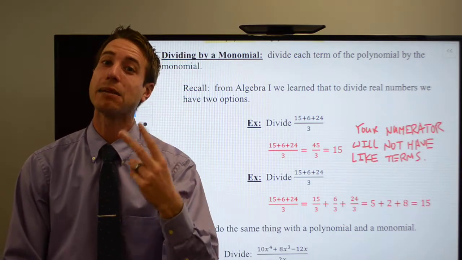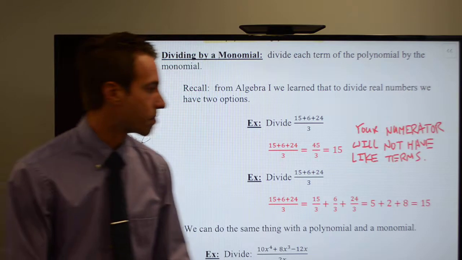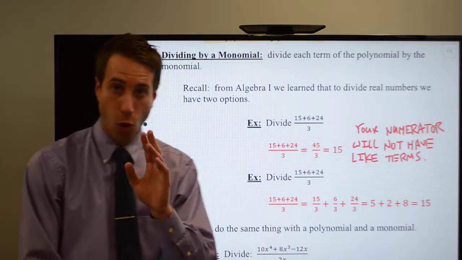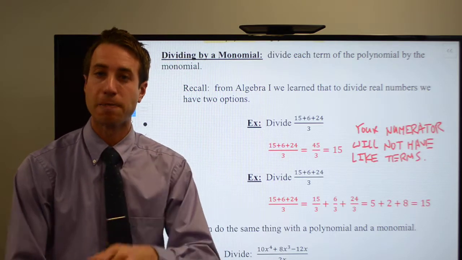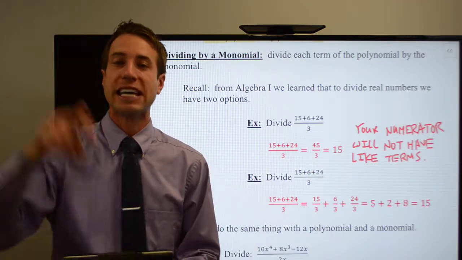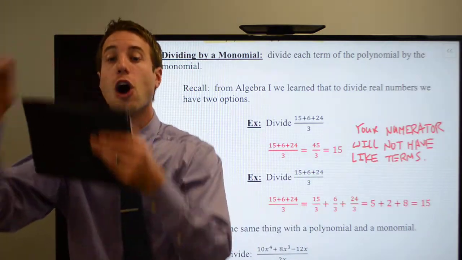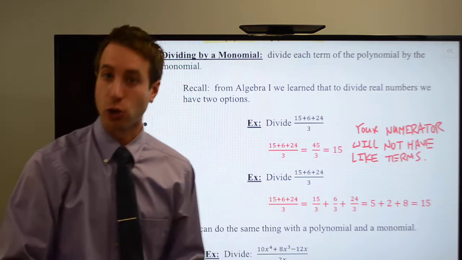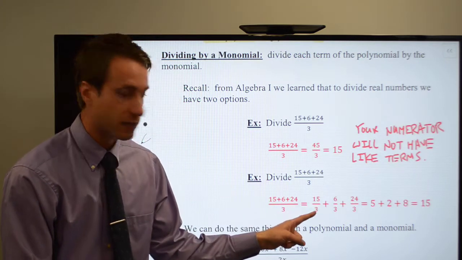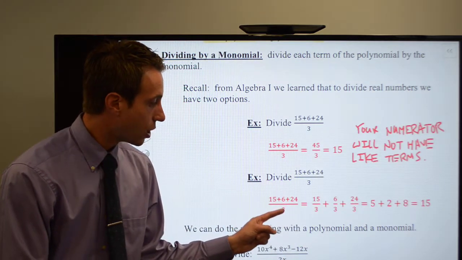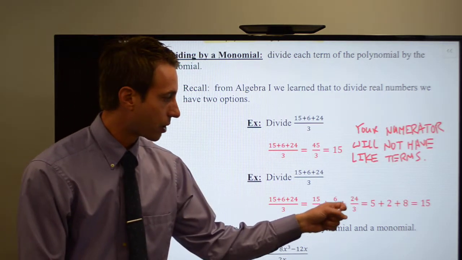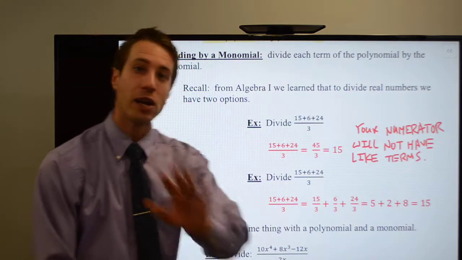there was actually a second method you could have used, and hopefully you remember this from middle school. Instead of adding 15 plus 6 plus 24 to get 45, what you could have done was this. Split each of the numerators up. Make each of the terms in the numerator its own fraction by your common denominator. So you could have done 15 over 3 and gotten 15 divided by 3, 6 over 3, and 24 over 3. Now watch the way this works.